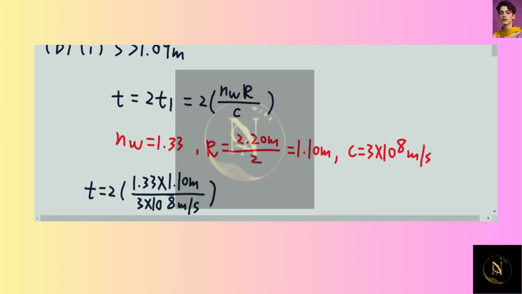And this will give us the minimum time, about 9.75 times 10 to the power of negative 9 seconds, which is 9.75 nanoseconds.